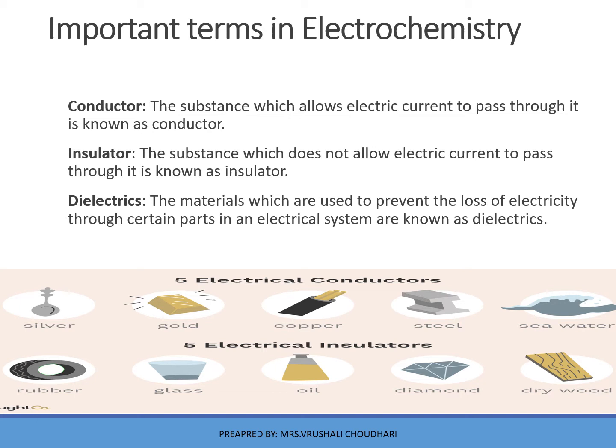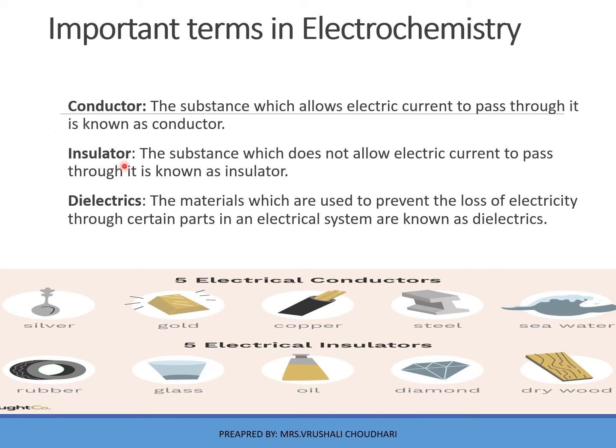Before starting with electrochemistry, we must be aware of some terms. What are they? Conductors. What is a conductor? A substance which allows electric current to pass through it is known as a conductor. Examples: almost all metals, silver, gold, copper, steel, are good conductors of electricity. Seawater: water which has salt dissolved also acts as a conductor of electricity.